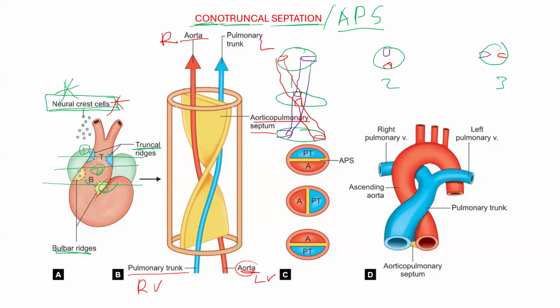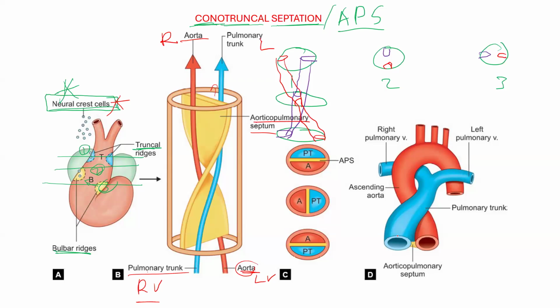Second, I want you to imagine a situation where they do invade, but they do not spiral. The aorticopulmonary septum does not occur in a spiral fashion. If it does not occur in a spiral fashion, the aorta will originate from the right ventricle. The pulmonary trunk will originate from the left ventricle. Third, yes, it occurs in a spiral fashion, but it does not take place at the midline. So it is asymmetrical. One of the outflow tracts is bigger, the other one is smaller. Think about those three situations.